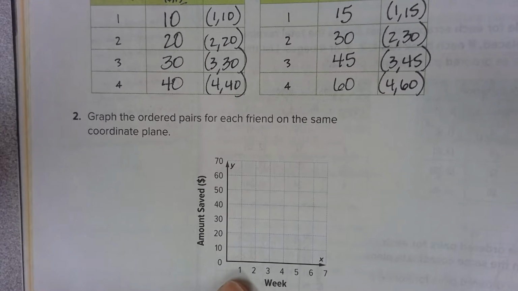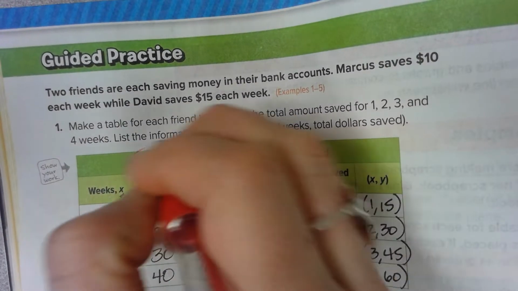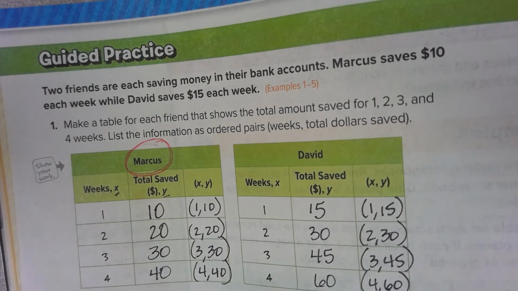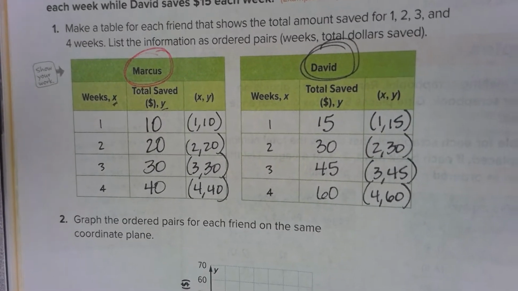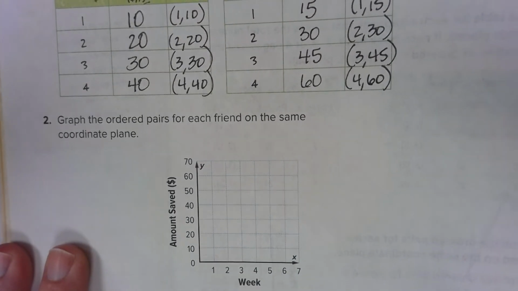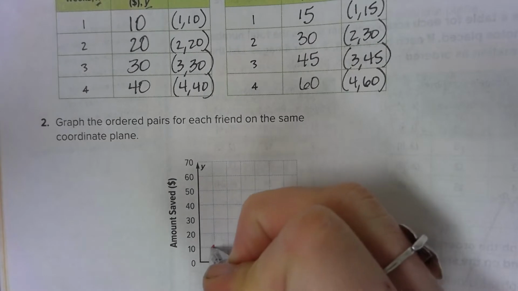Okay, so now it says graph the ordered pairs for each friend on the same coordinate plane. So we're going to have 2 lines going on this one, not just one. So it might get a little tricky. What you might want to do is use 2 different colors. I'm going to use red for Marcus, and I'll use black for David, just to kind of see the difference between the 2.